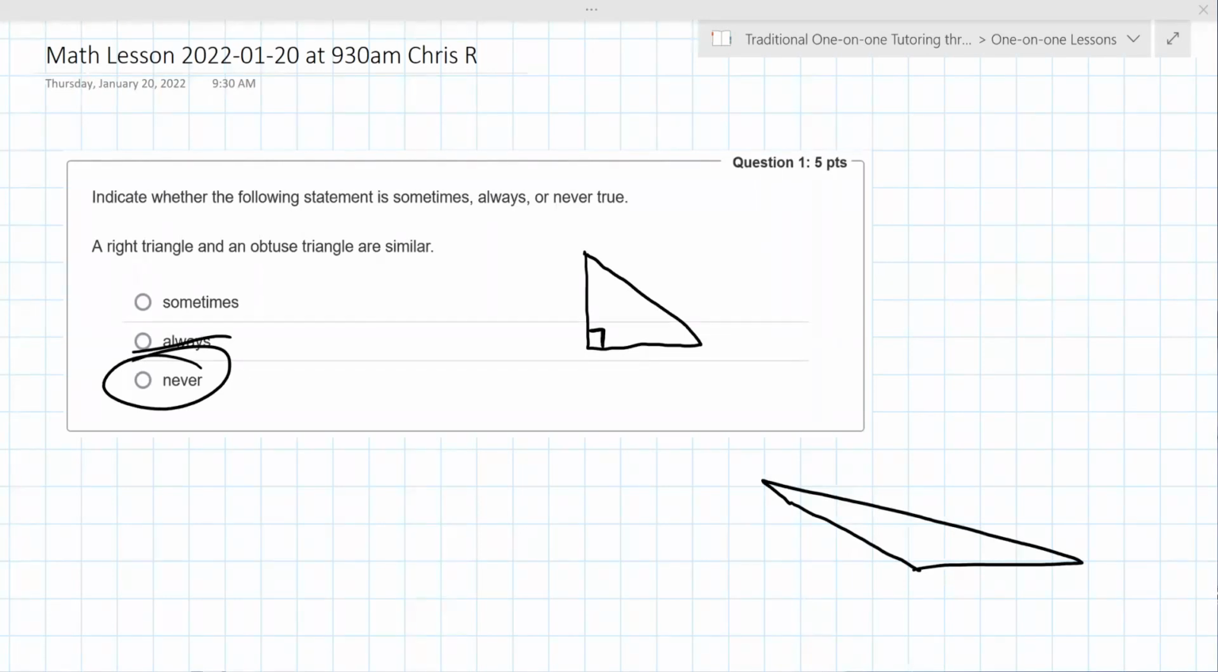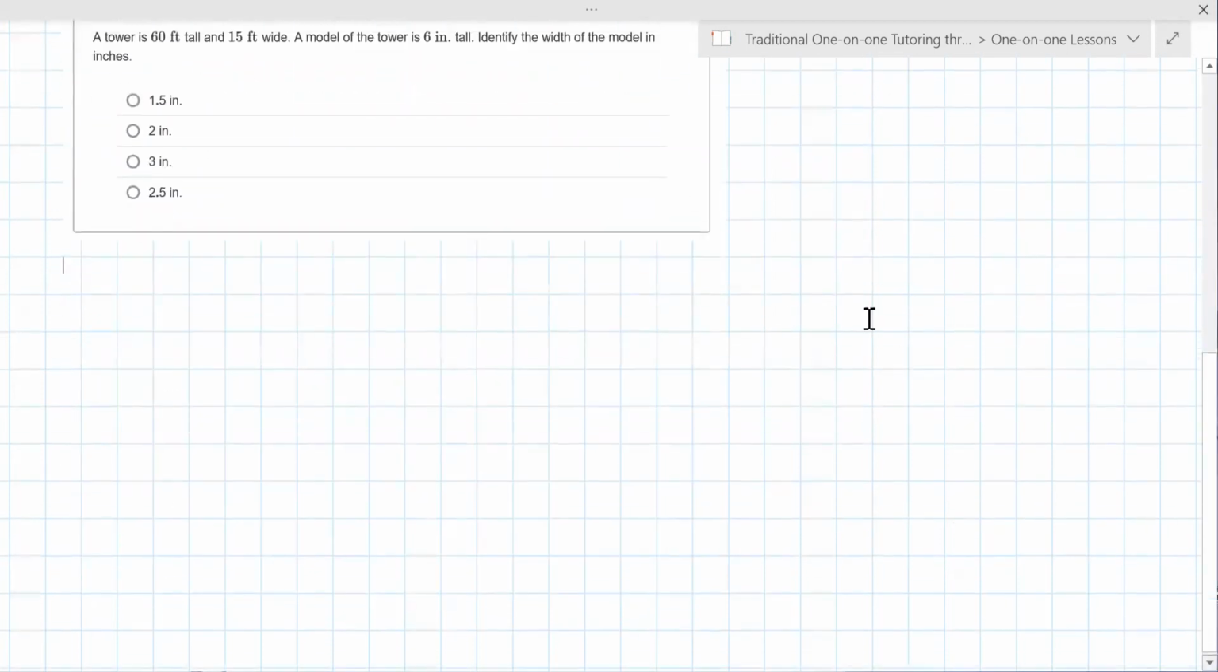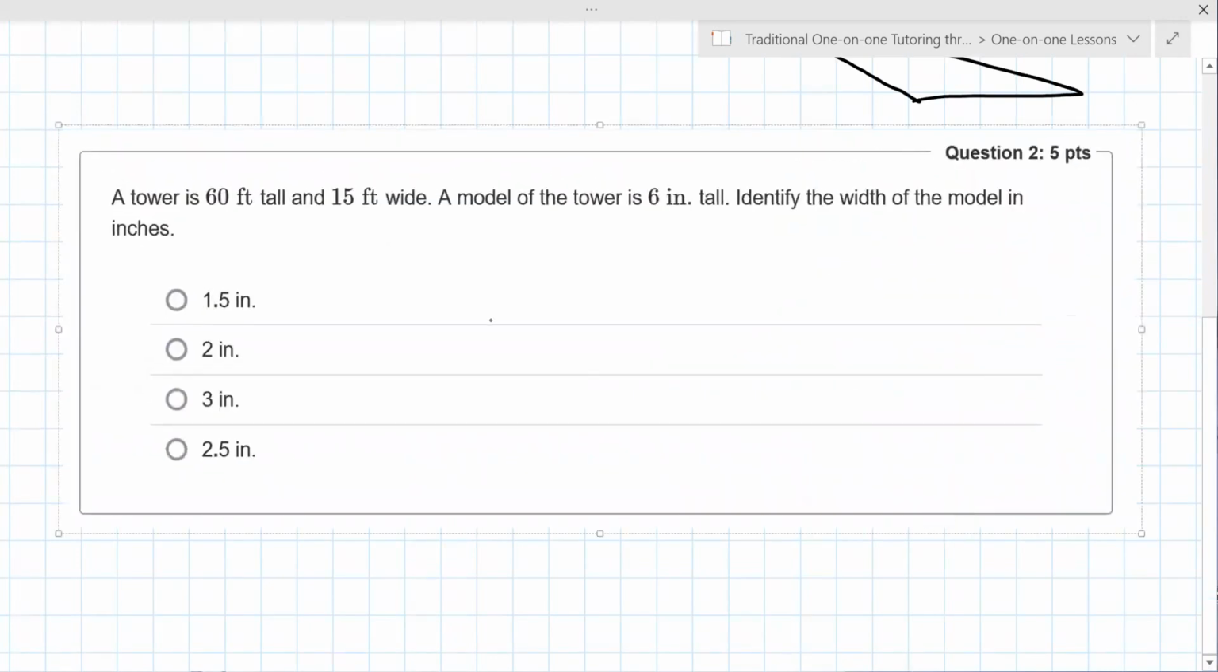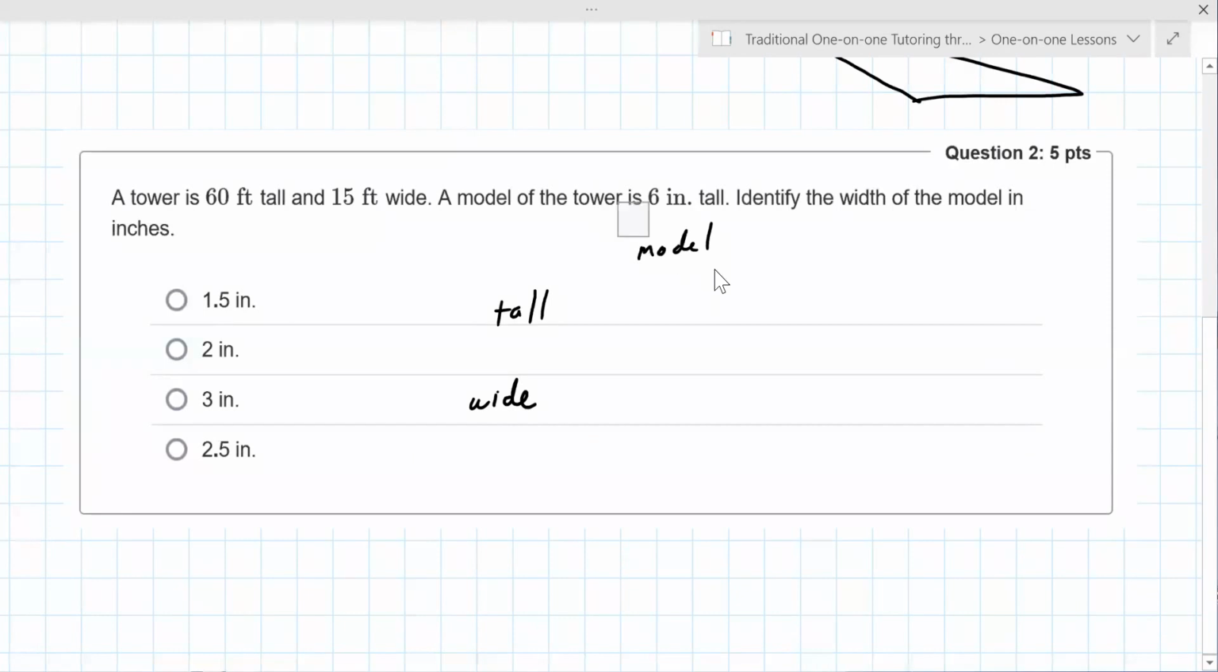Okay. I'm going to snip in this next question. That's why I actually have to get pencil and paper out. I want you to try and set up the proportion for this one. I'm going to help though. We're going to go tall, wide, and then model, and then the actual. Actually, let's move the model over. Okay, I'll put the word actual here.